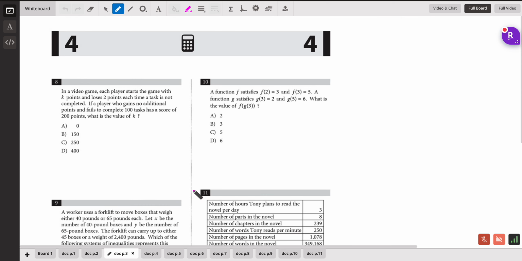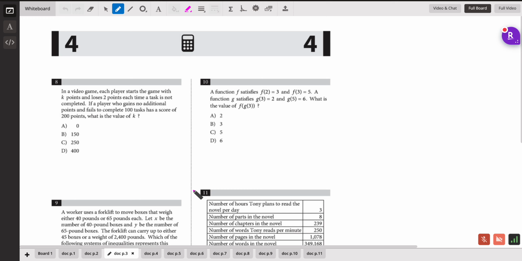Moving on to number 8, we have in a video game, each player starts the game with K points and loses 2 points each time a task is not completed. If a player who gains no additional points and fails to complete 100 tasks has a score of 200 points, what is the value of K?